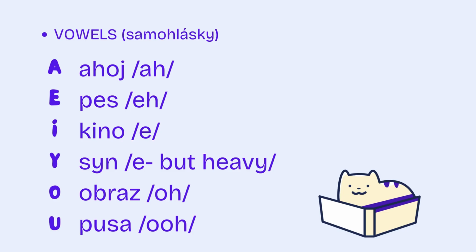Next one, o, o. In a word, obraz. Last one, u, u. In a word, pusa. So these are the vowels: a, e, i, o, u. Okay? If that's clear, let's move on to the second group, long vowels.